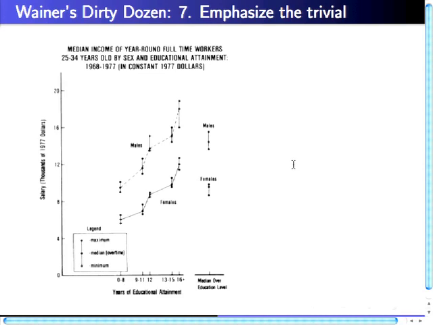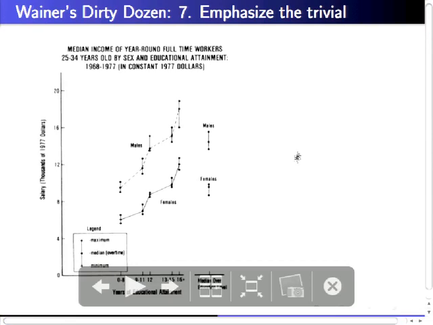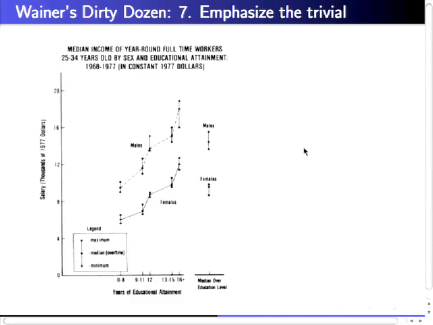The previous one emphasized that the more education you get, the higher the salary is on average. This plot says that there's a difference between males and females. You still see that the more education you get, the higher the median income is. But you also see the difference between males and females.